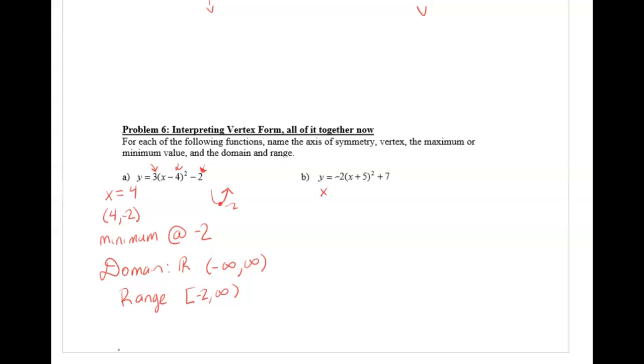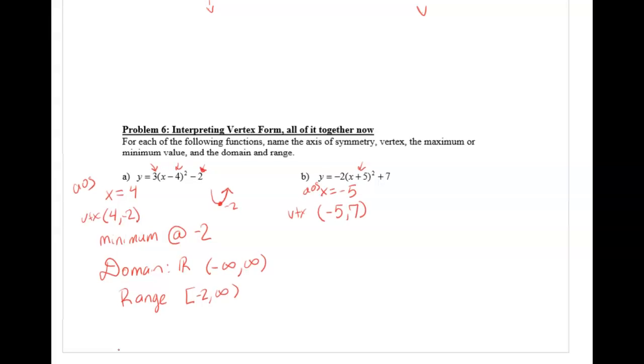Alright, same thing on B. So this time I've got x is equal to h for my axis of symmetry. And that should be -5 because I had a sign change. That means that I had a sign change for my axis of symmetry and my vertex that I plug in. My vertex this time is going to match that -5, comma, I've got plus k this time, so my sign did not change in this particular case.